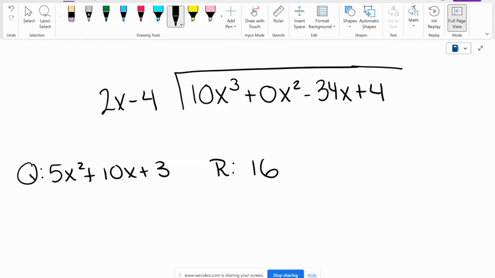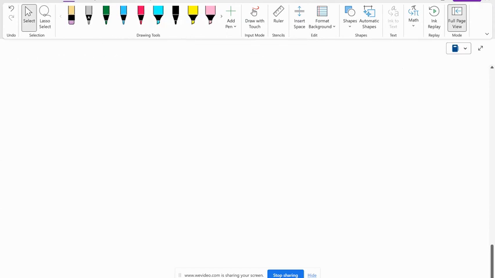All right. Is it a factor? Yes or no? How many people said no? Good. Why? Why is it not a factor? Yeah. Excellent. There's a non-zero remainder. There we go. All right. Let's keep going. So let's go through now synthetic division.